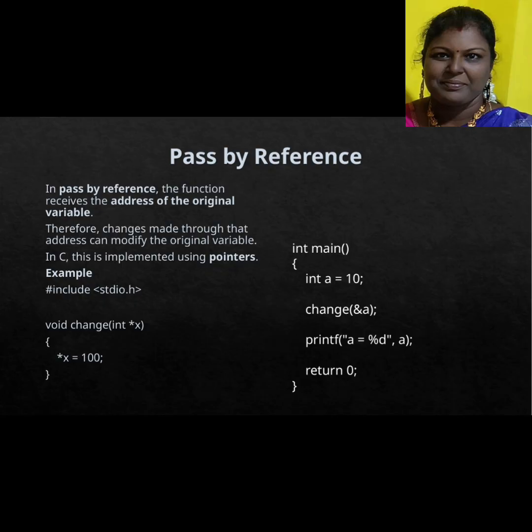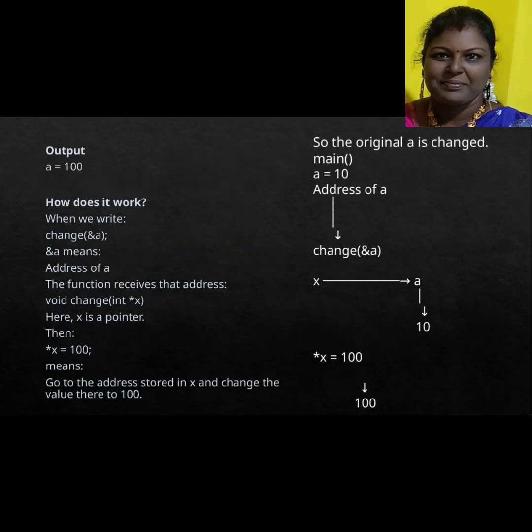Here, we're looking at how the original variable gets changed through a function. When we call change with &a, we're passing the address of a, not its value. Inside the function, x is a pointer holding that address. So when we write *x = 100, we're saying, go to the address x points to, and update the value stored there to 100. That's why after the function runs, a itself becomes 100. It's a way to directly modify the original variable through its memory address.